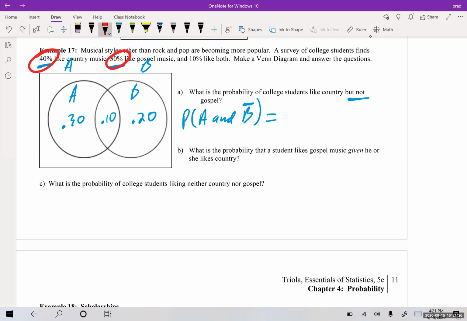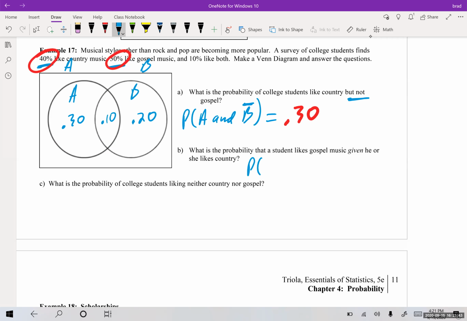Okay, so that means it's going to be 0.30. So we have that probability. We can use the picture to save us a little bit of time in terms of work. Then it says, what is the probability that a student likes gospel music given he or she likes country? That's a little bit different one now.